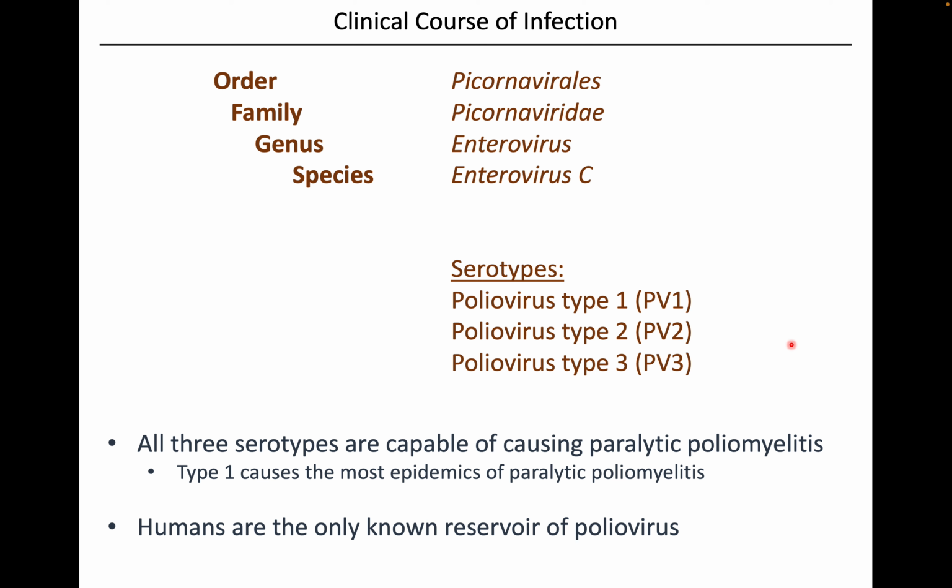So let's talk clinical course of infection here. Again, we have these 3 serotypes. These are enteroviruses in the family Picornaviridae, and all 3 of the serotypes, 1, 2, and 3, can cause paralytic polio. For whatever reason, type 1 seems to be most involved in epidemics, at least in the U.S., but they all seem to be about equivalent. And another thing worth noting, humans are the only reservoir of poliovirus, which just means in terms of eradication efforts, you don't have to worry about there being polio out there in other animal populations that could then be spread back to humans.